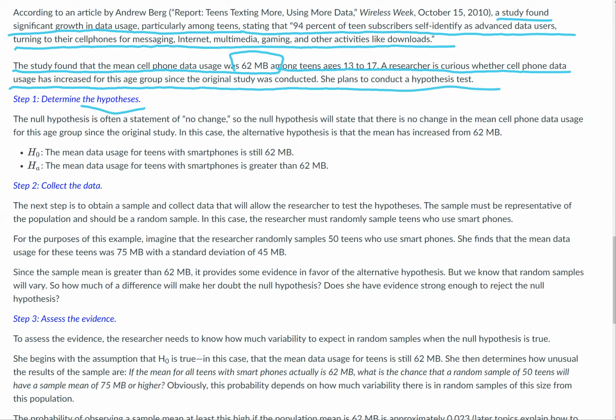So step 1 here, determine the hypotheses. The null hypothesis is often a statement of no change.